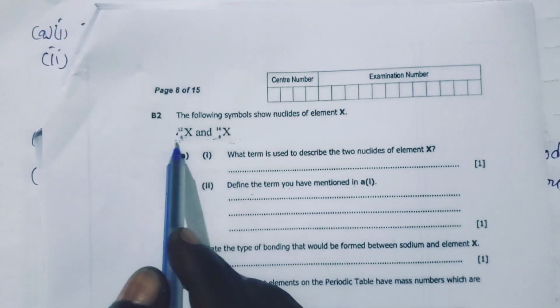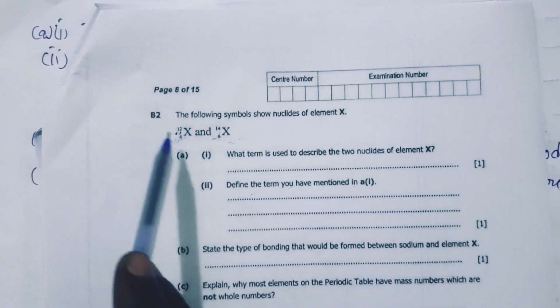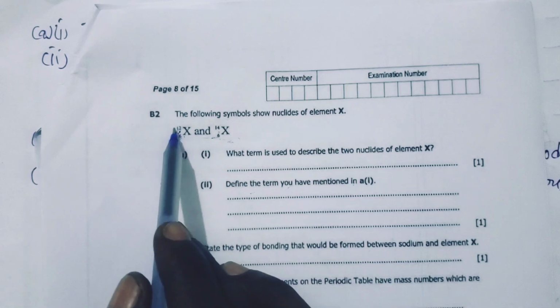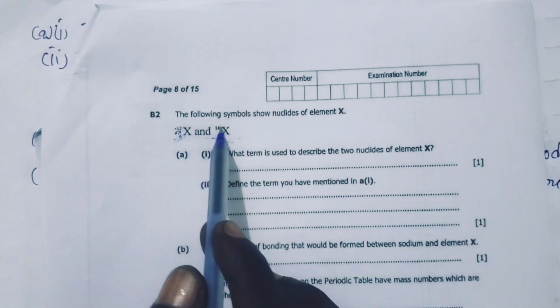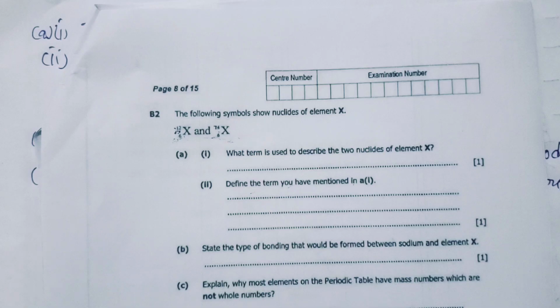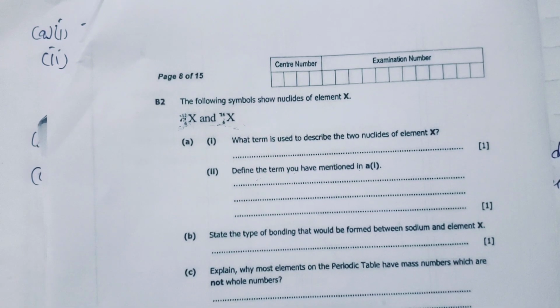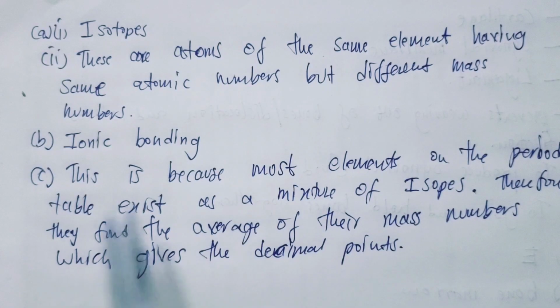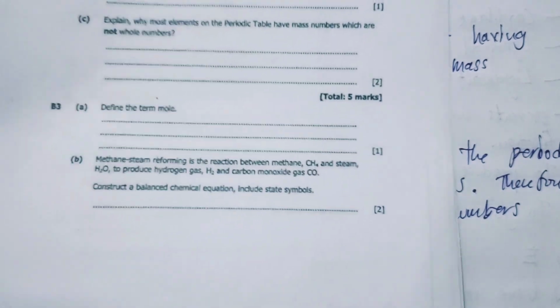You see that it is the same element, carbon, but this one is 12, this one is 14. So to find the relative mass number, you have to find the average. You add this plus this, then you divide by the number of atoms that you have. If it's 2, you divide by 2. That's what happens in most cases. Because of that, most of the elements on the periodic table have mass numbers that are not whole numbers, because they find the average. So this is what this question was all about.